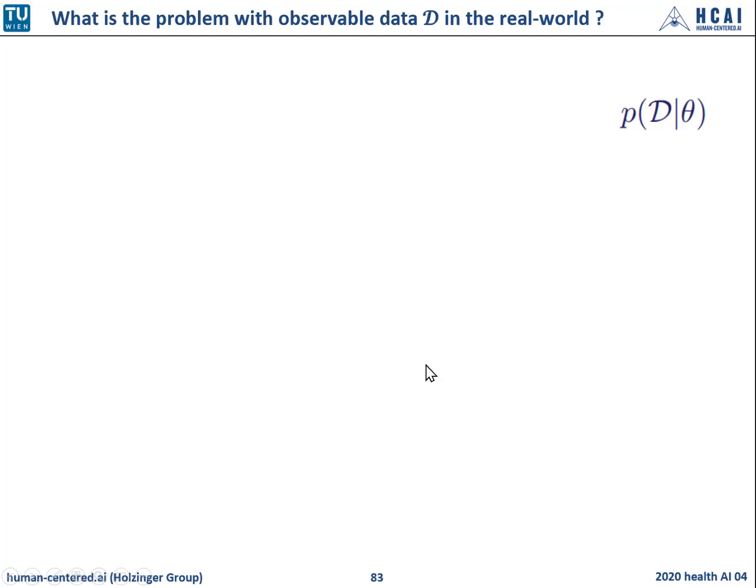So what is the problem with observable data D in the real world? We have the data D given the theta parameters. Note please that the variables could always be different. In every paper it's different. Sometimes it's X, Y, theta, even pi. So you can use any symbols. There's no fixed rule, unfortunately.